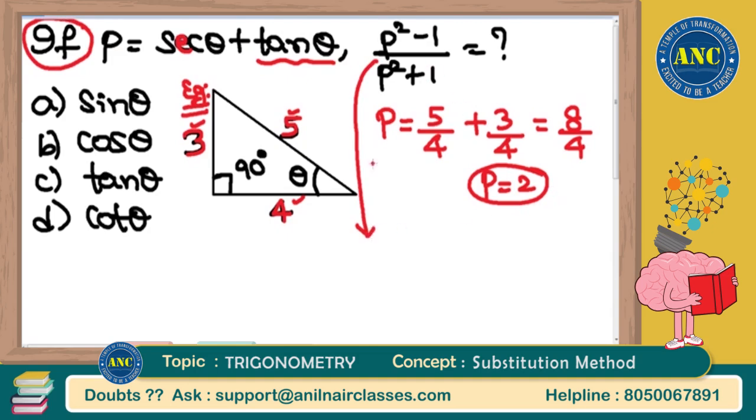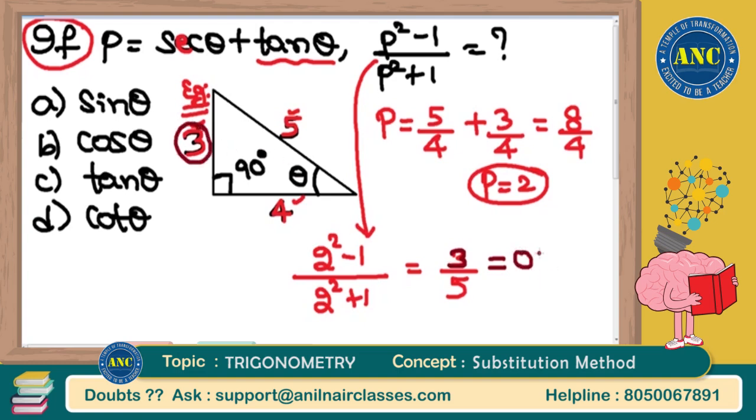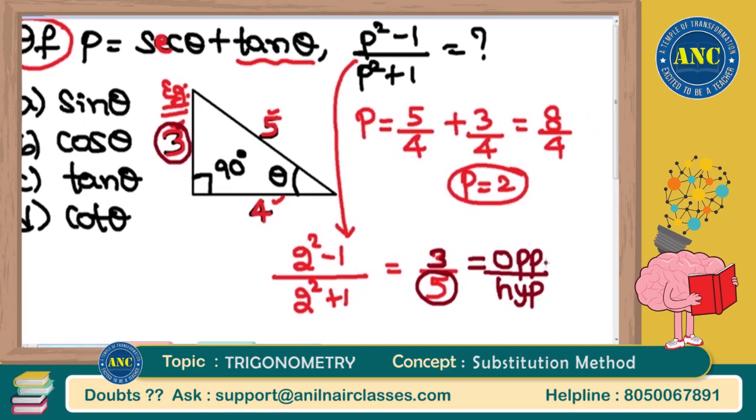And if I substitute that p value 2 in my question, 2 square minus 1 divided by 2 square plus 1, this finally emerges out to be 3 by 5, right? Now think logically, sir. What is this 3 by 5? 3 is nothing but my opposite side. 5 is nothing but my hypotenuse. Opposite by hypotenuse is which trigonometric function? It is sin theta. Answer is sin theta.